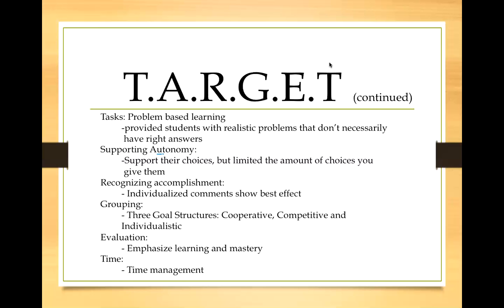You can see these in ideas like problem-based learning. Now, problem-based learning provides students with realistic problems that they don't necessarily have the right answers to. This can be seen in a physics teacher using the idea of skateboarding to help relate the topics to her students in her class. Supporting autonomy can be seen in giving students their own choices, but you want to be careful in limiting their choices because too much can be overwhelming and unmotivational.